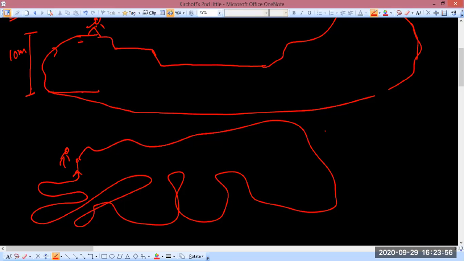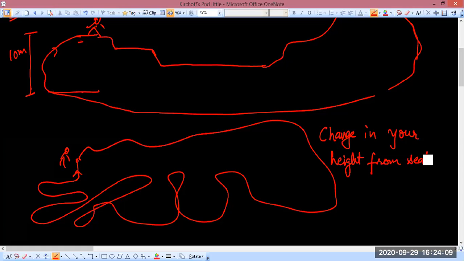Then how much is the change in your height from sea level? Heights of everything are measured from sea level.